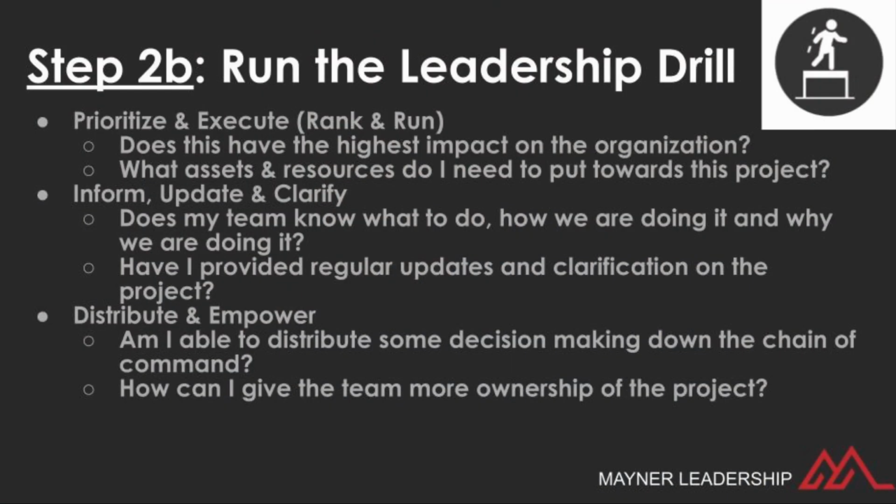Okay. Once you have that, now you need to run inform, update, and clarify. So inform, update, and clarify. Basically, you're doing that with your team. You need to inform them, you need to update them, and you need to clarify with them. Now, you already know who the key relationships are that you need to have in on this, and you've already identified how you can start working better as a team. This is the communication aspect of: does my team know what to do, how we are doing it, and why we are doing it?